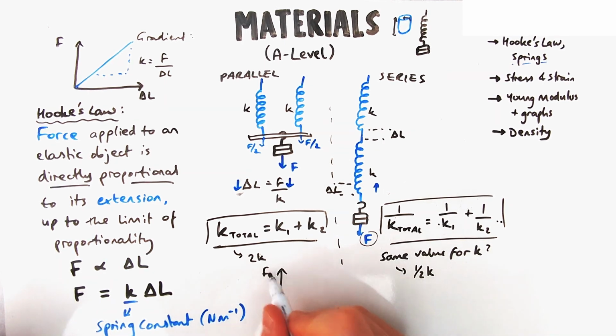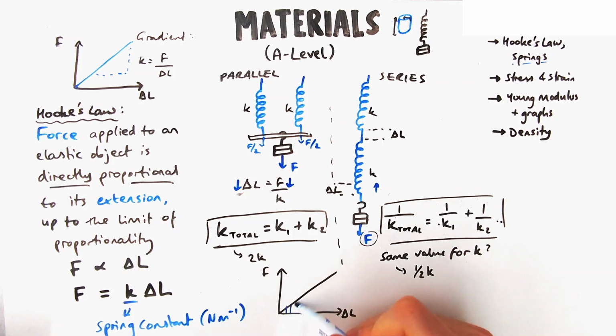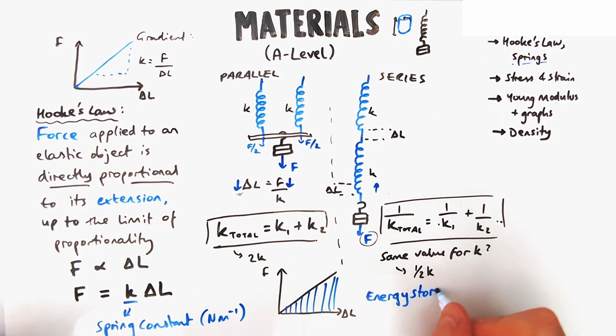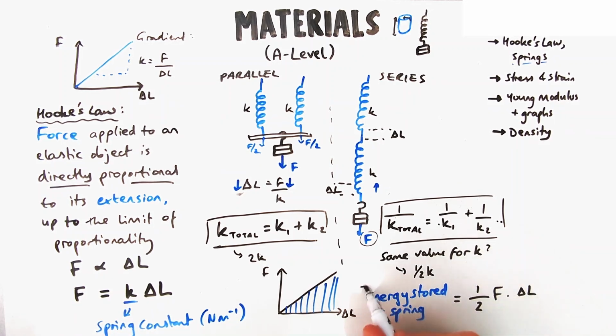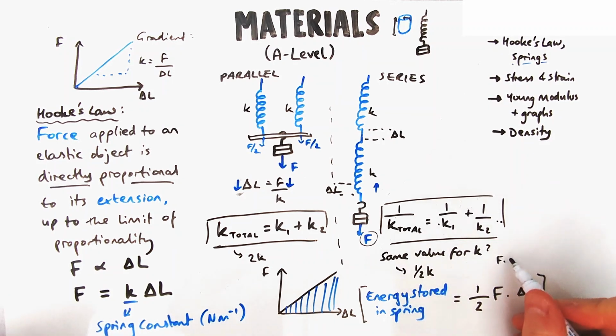Okay, let's have a look at force extension graphs then. For Hooke's law, they are directly proportional, and that leads us to an equation for the energy stored in a spring, which is the area under this graph, which is half force times extension. It's a half because it's a triangle, so half base times height. But that rule applies for any elastic object which you're applying force to. So substituting in Hooke's law to that, we can come up with another expression.